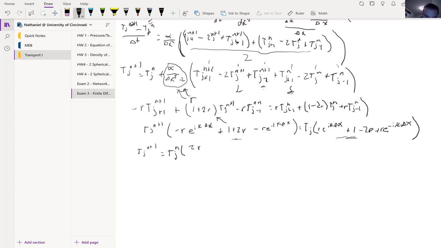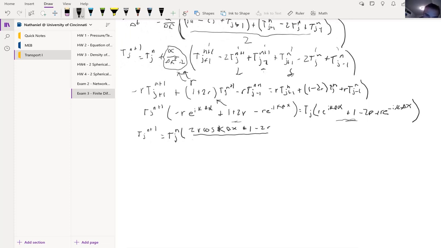So we'll have a 2r cos k delta x, and then plus 1 minus 2r from over here, because that one's going to be in the numerator. And then in our denominator, we're going to have this left-hand side of the expression, so we divide it over. So we have 1 plus 2r minus 2r cos k delta x. Okay, so we can see, of any values of r, if we want to do our stability analysis, can any values of r make this whole expression less than 1? Well, let's find out.